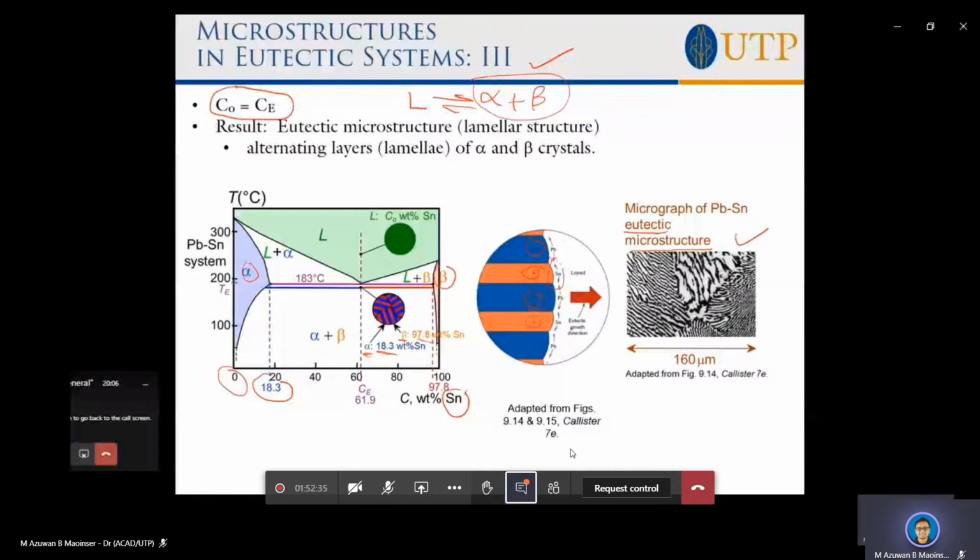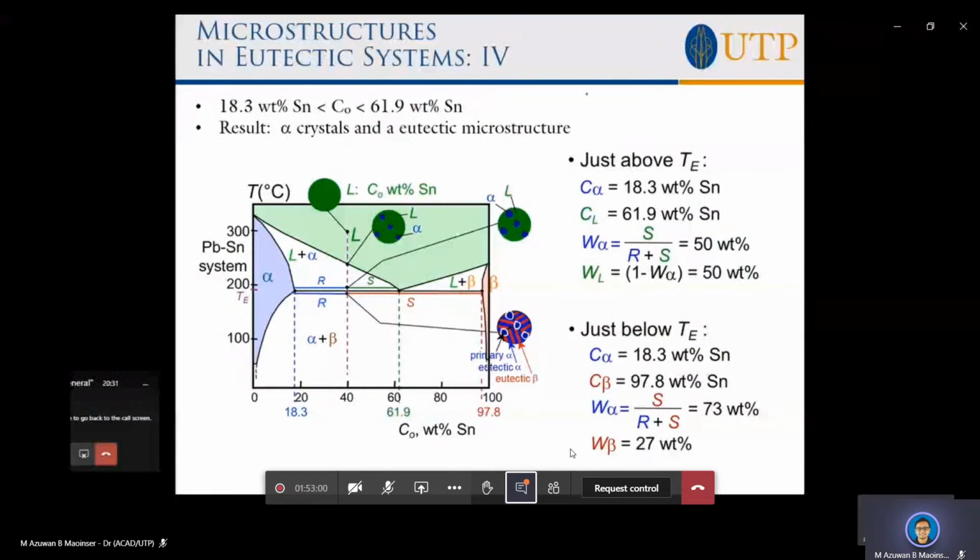So if you start with a totally liquid, and then after you cross the eutectic temperature, 183 for this system, suddenly your liquid changes everything. And I shouldn't use the word sudden. Then the liquid will change into alternating layers. So that's what you're going to see. You need to draw this eutectic microstructure. Beautiful. All right.